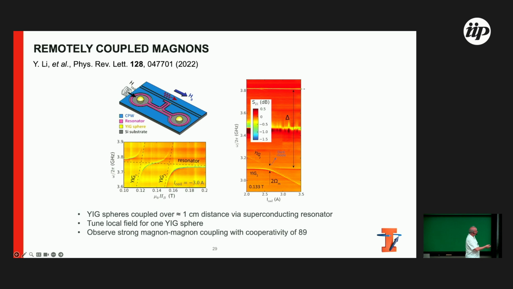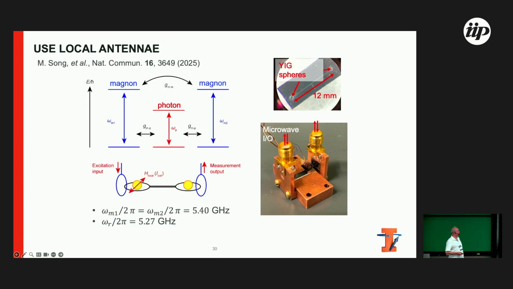And what we see is we still get strong coupling between the two magnon modes, now mediated by virtual photon modes that are well away from this. And we can do this over relatively large distances. This is about 1 centimeter apart. And so again, if we analyze this and we calculate the cooperativity of this mode, we get a cooperativity of about 90 here. But now we can become even more clever than that.